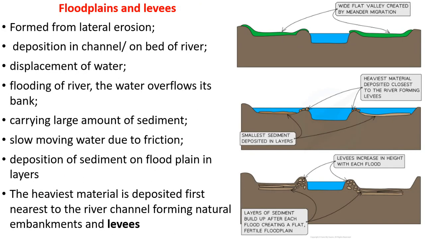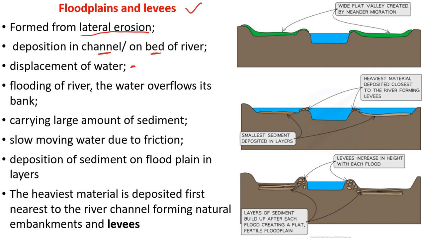Then lastly, we look at floodplains and levees. These are large depositional landforms formed by a river. Remember, they are formed at the lower course of a river, where you have lateral erosion. So they are formed from lateral erosion, deposition in the channel on the bed of a river, and also as a result of displacement of water, so flooding of the river, where the water overflows its bank.